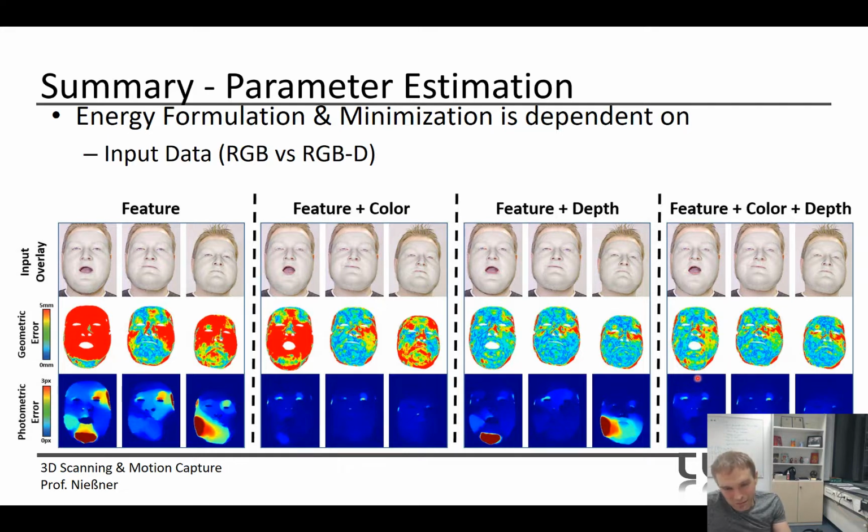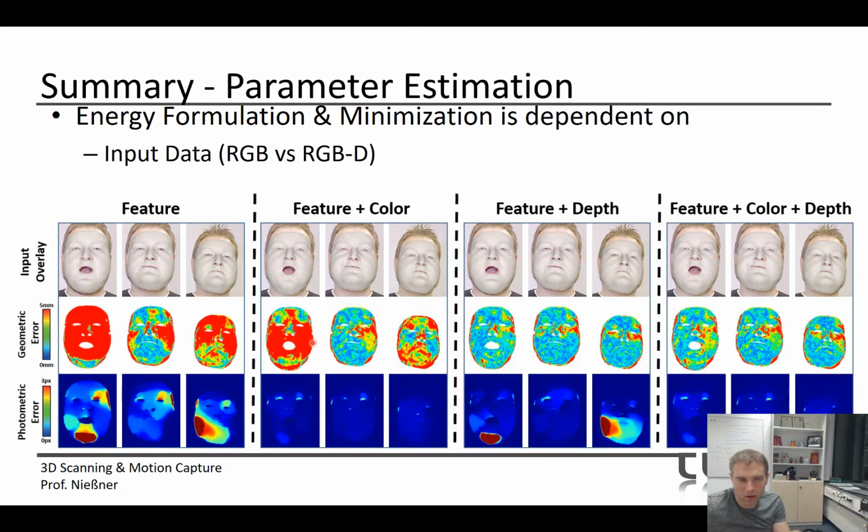By the way, this error plot is not a huge surprise. This one is basically visualizing the cost function for the geometry, and this one is visualizing the cost function for the photometric term. If you have no photometric term, then you have a high error. If you have no geometric term, then you have a high error here. So that kind of makes sense.